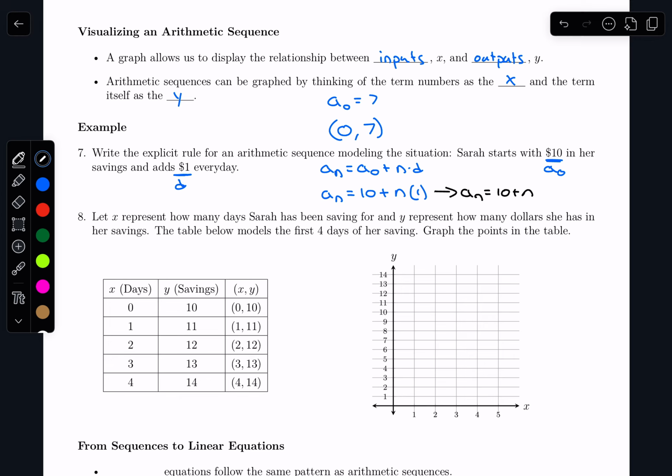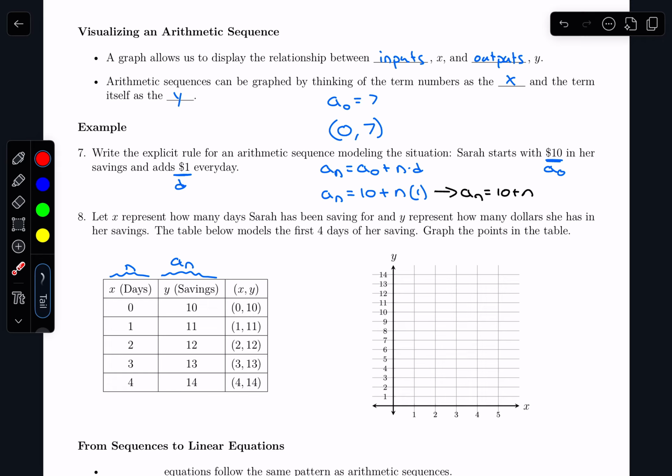Okay, we said at the very top of the page that we can think of the term number as the x. So in our table here, when it says x days, that is the n value that we're using in our sequence. So x days really represents n. And then y is the savings. That is going to represent the actual value of the term, so that's a sub n.